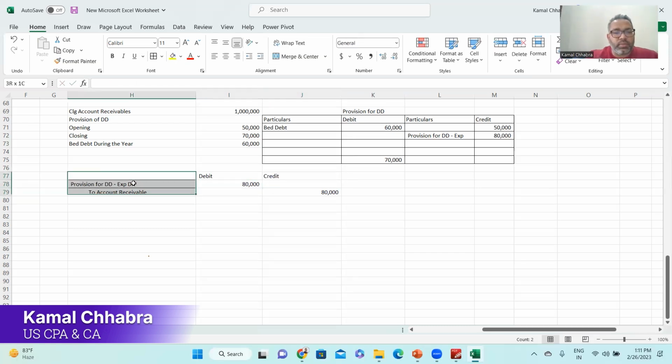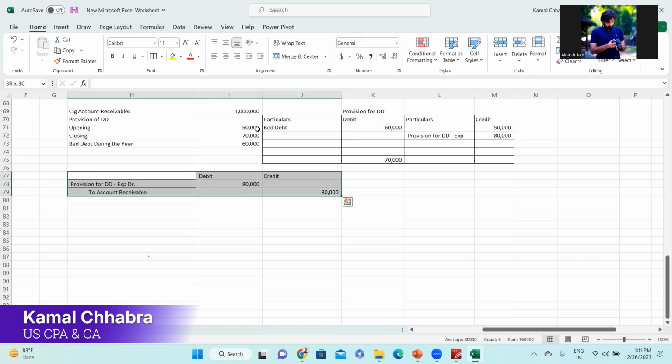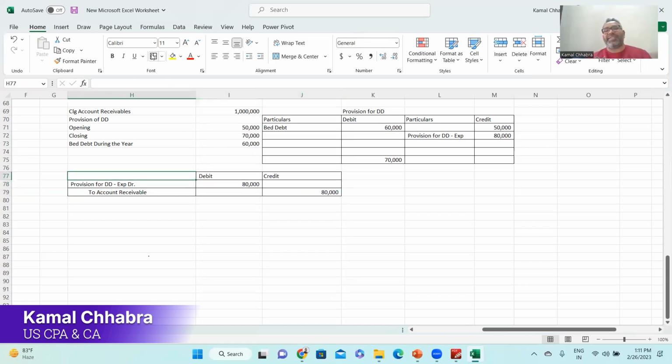Is this right? Yes sir, it is right. But you are estimating something else. Is this right? Provision for doubtful debt expense account debit to account receivable. Is it right to say it will hit account receivable?